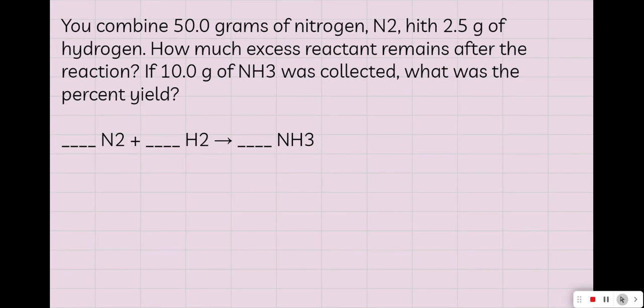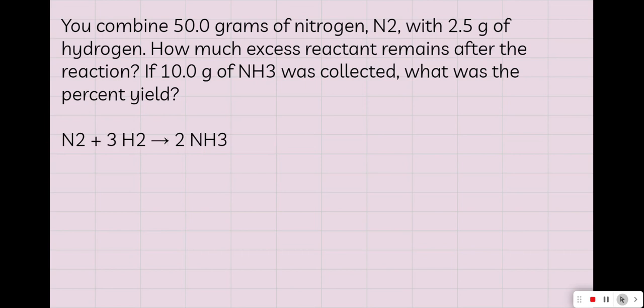The first thing we do is that they give us an equation, but it's not balanced. So we have to balance the equation, and therefore our equation's balanced. If you don't know how to balance an equation, go check out my other video, but we're not going to go over that in this video. We just balanced the equation.